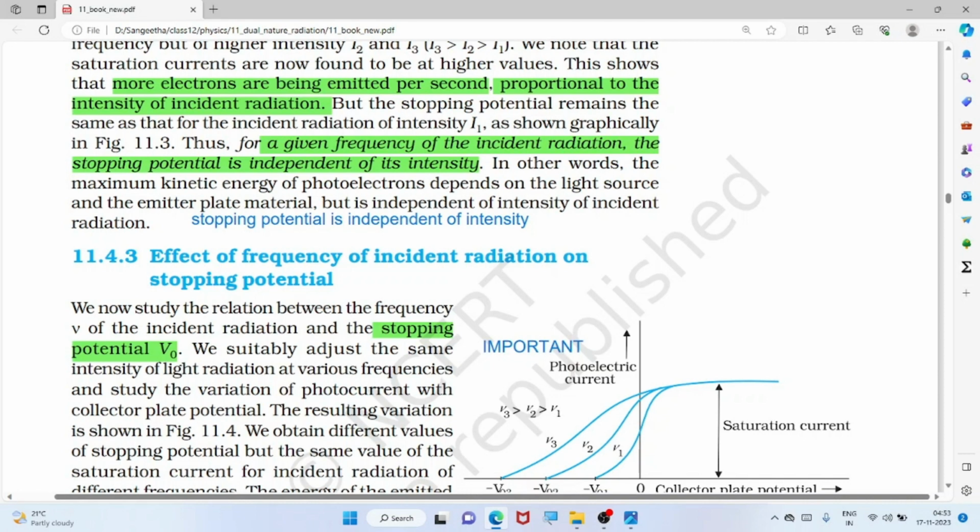Intensity. See here, the stopping potential is independent of the intensity. That is important. Current is dependent on the intensity, but the stopping potential is independent of the intensity. It only depends on the frequency. For a given frequency of incident radiation, the stopping potential is independent of the intensity.